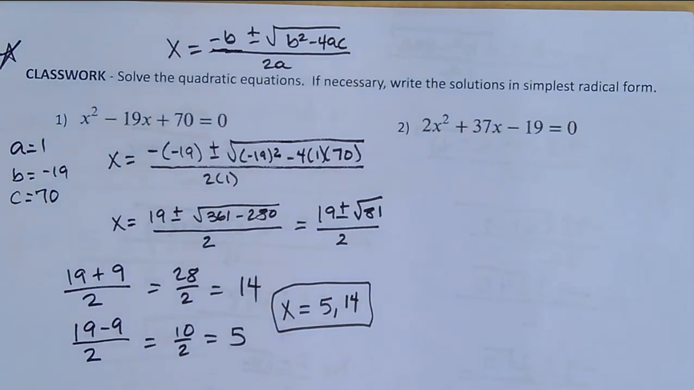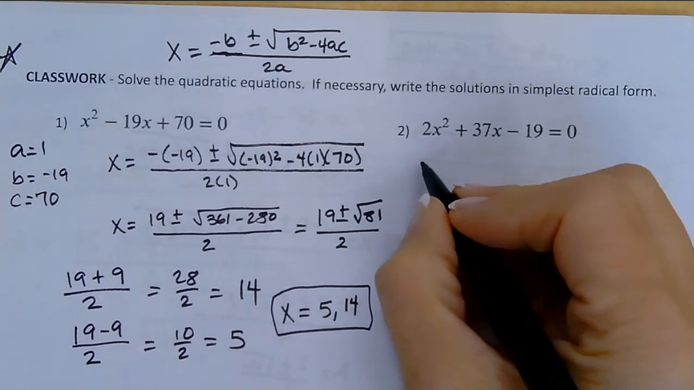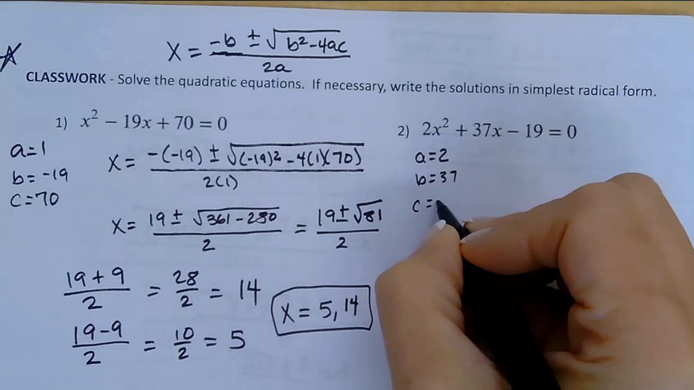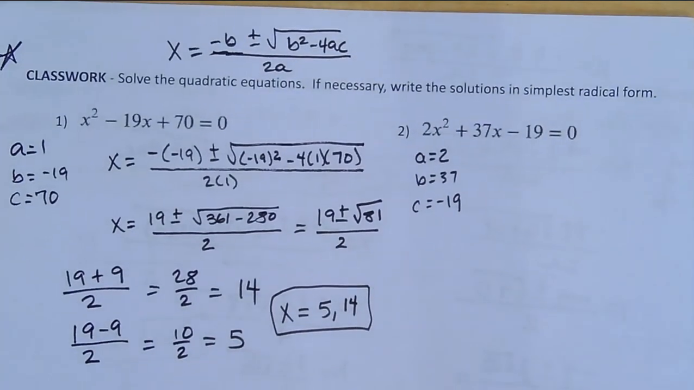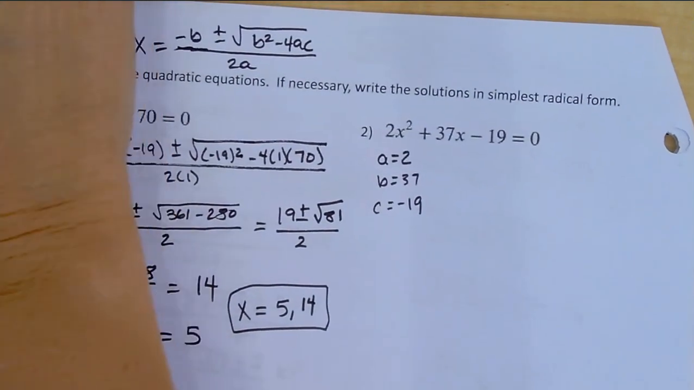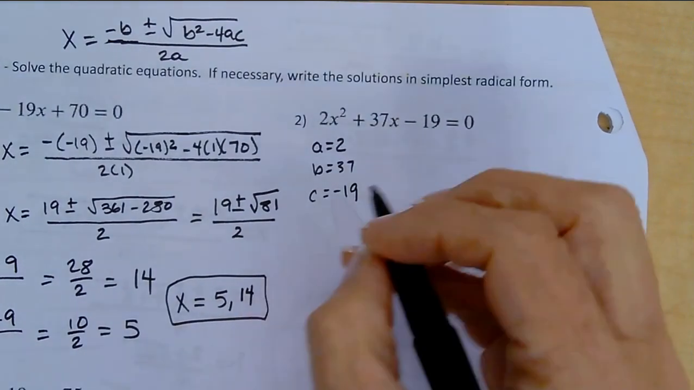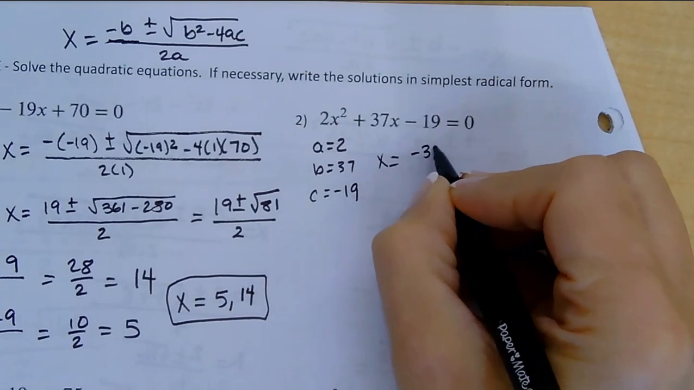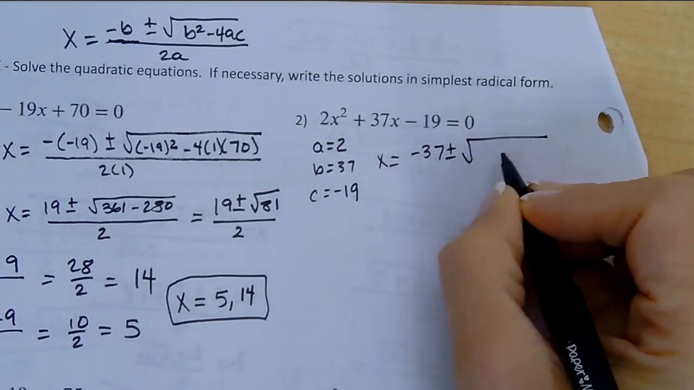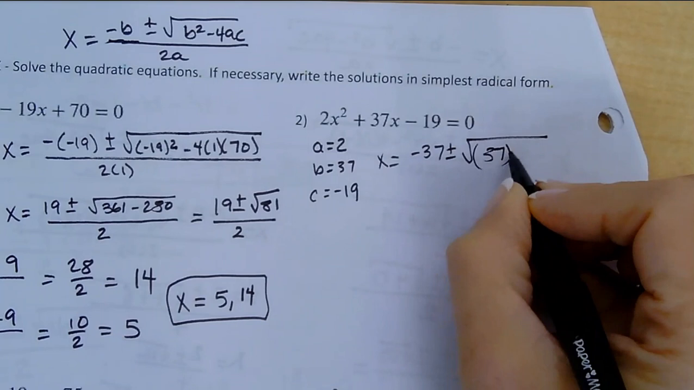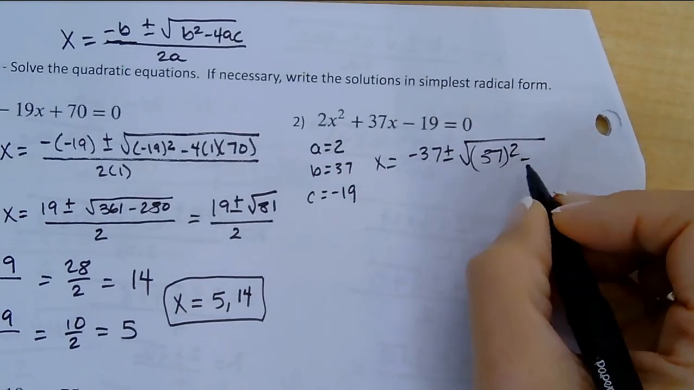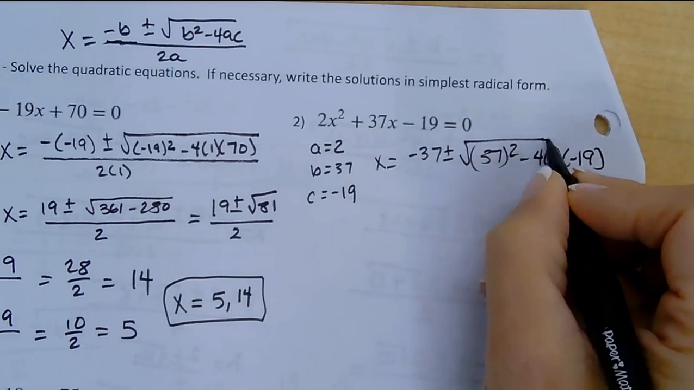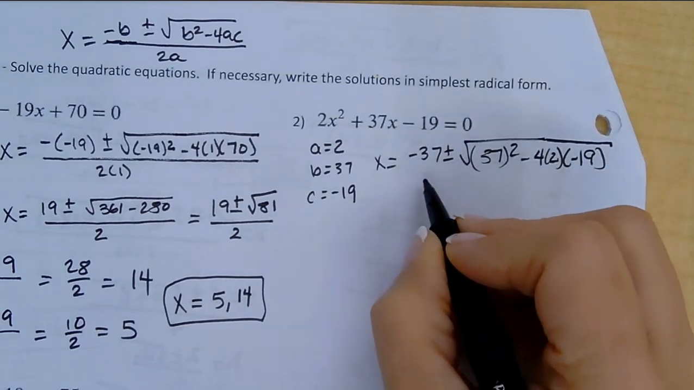All right, so we're going to look at number 2, and again, I know a equals 2, b equals 37, and c equals negative 19. So I'm just going to plug all this in. I'm going to slide my paper over. Okay, so I have x equals negative b plus or minus the square root of b squared, big number there, minus 4ac. Square root of all of that, and it's all over 2a.